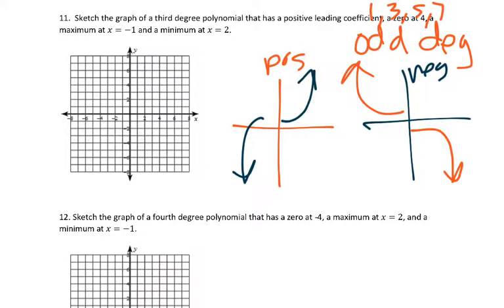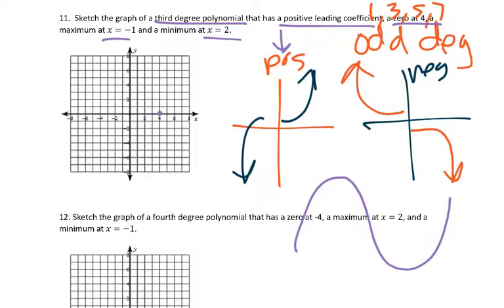So if we look at this one, it says we have a third degree polynomial, positive, so this guy, a 0 at 4, so we know that on the x-axis we have a point. Now a maximum at negative 1 and a minimum at 2. So a maximum is it's going up and then back down. Minimum down, so minimum, maximum. Now they could be local and it could keep going up or keep going down, but that's the main idea we want to do here.